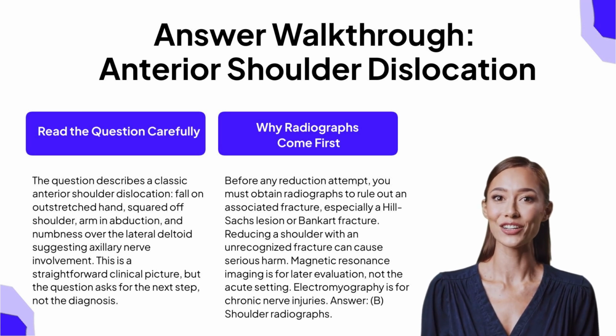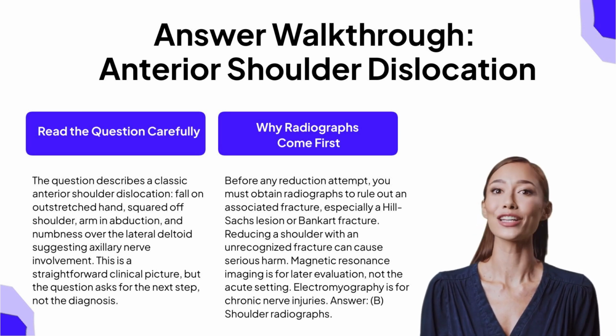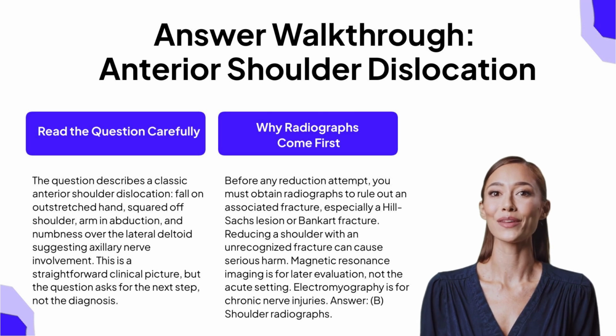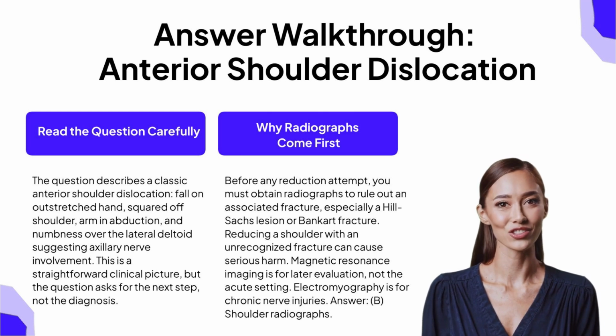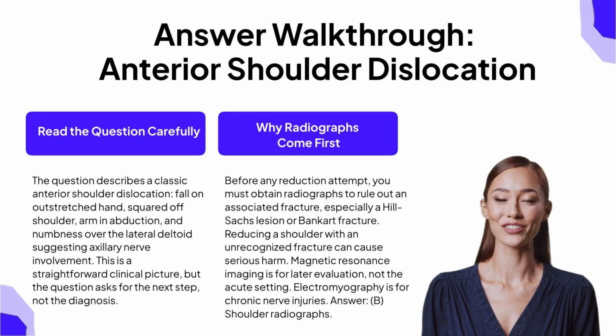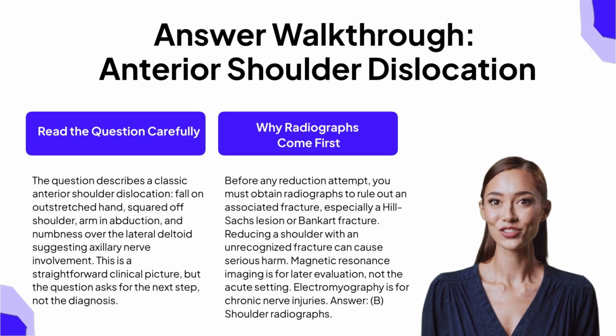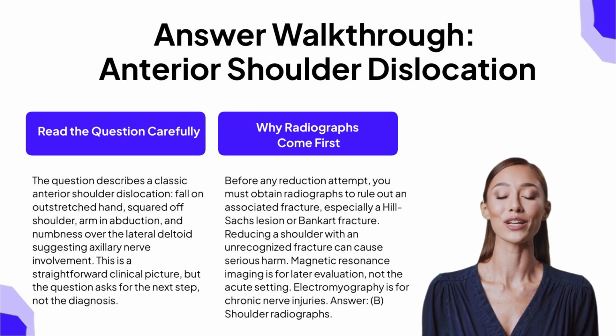Before you reduce any dislocated joint, you must get radiographs first. This rules out fractures like a Hill-Sachs or Bankart lesion that could complicate reduction. Answer A, closed reduction immediately, is the most common wrong answer students pick because they want to fix the problem. But on the boards, imaging before reduction is the rule. Magnetic resonance imaging is useful later to evaluate the labrum and rotator cuff, but is not the acute next step. Electromyography is for evaluating chronic nerve injuries, not the acute setting. The answer is B, shoulder radiographs.